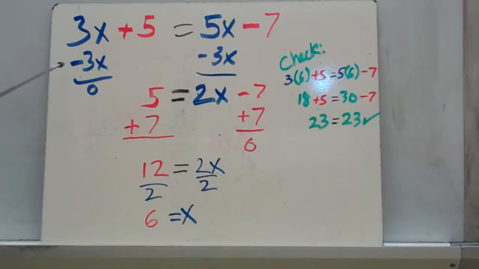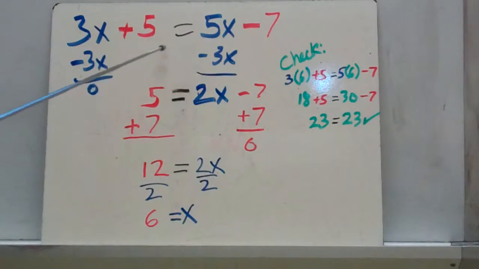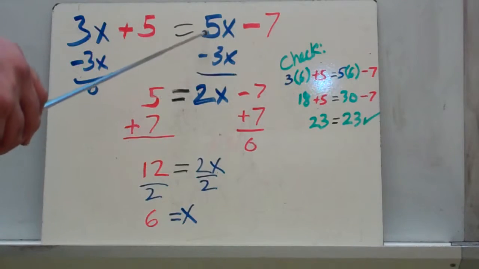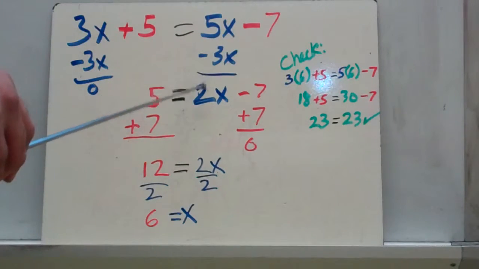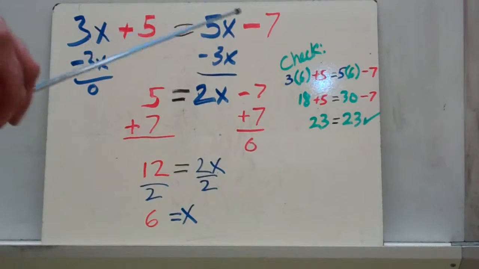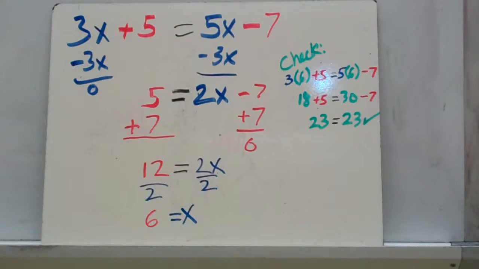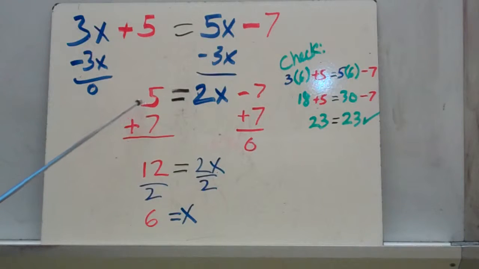I like to keep my variables positive if I can. So I'm going to take my 3x here and subtract 3x from this side. So 3x minus 3x is 0. And then whatever I did to one side of the equal sign, I need to do to the other. 5x minus 3x is 2x. And bring down the rest of my original equation that I didn't use, my constants. I have 5 and minus 7, so now I have 5 is equal to 2x minus 7.